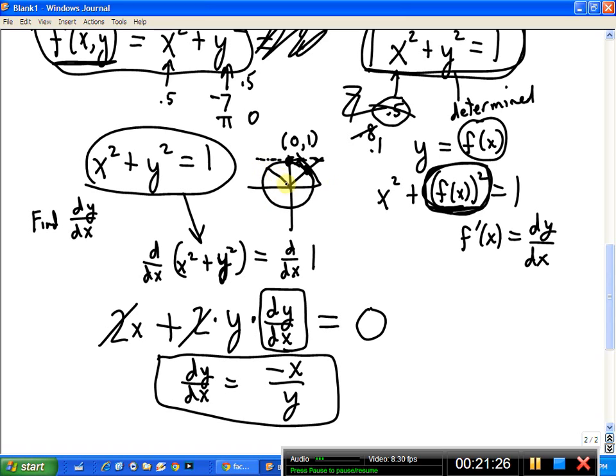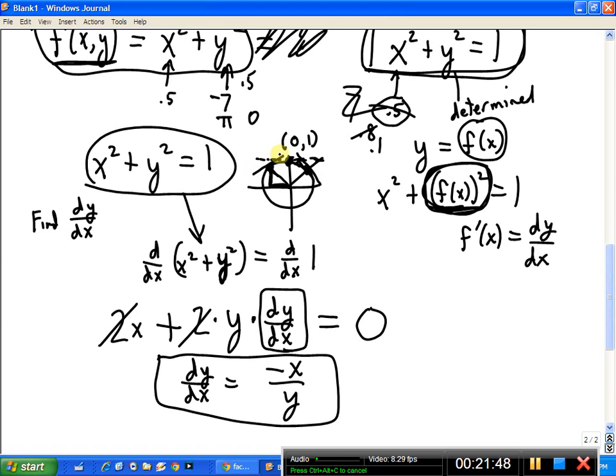Well, if this is 45 degrees, the x and the y are equal but opposite, because the y will be positive, but the x is measured negatively. So the answer will be 1. I'm sorry, negative 1, but you got a minus here, so it's going to actually end up being positive 1, which matches. You can work that through.